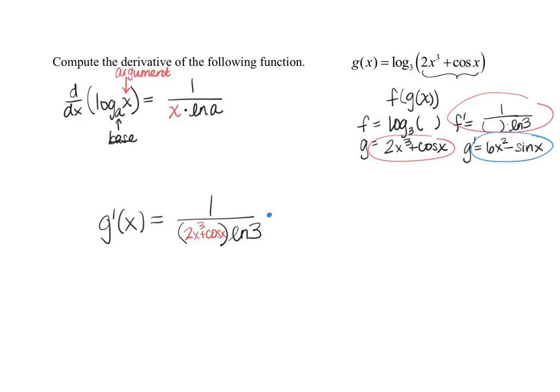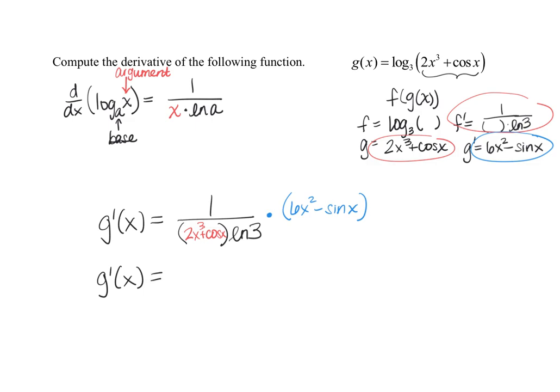Now be careful here because the derivative is going to be 6x squared minus sine of x. But you cannot leave your answer like this. You must remember to put parentheses here. And that's because we have to multiply by that entire quantity. We don't want to just multiply by the one term. We want to multiply by the whole quantity.